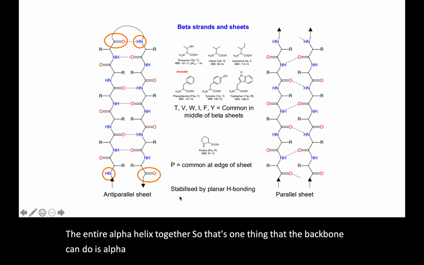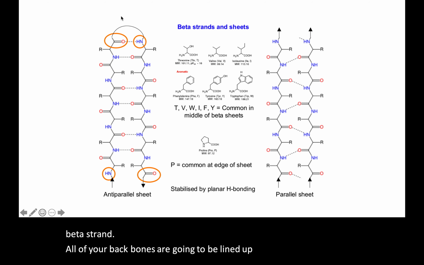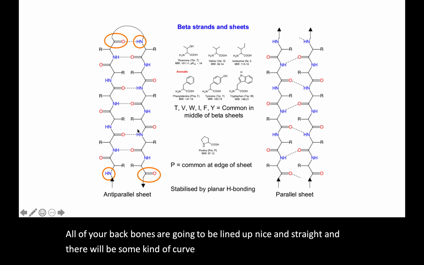The next thing that it can do is beta strand. And in a beta strand, all of your backbones are going to be lined up nice and straight, and then there will be some kind of curve at the end, and then another nice straight part, and they're going to be held together.